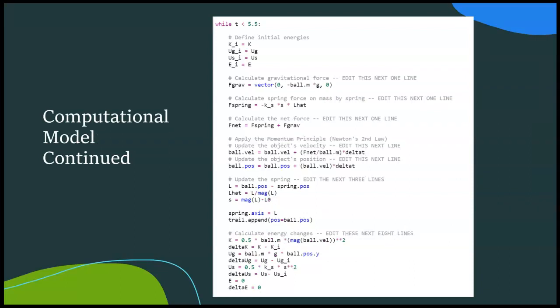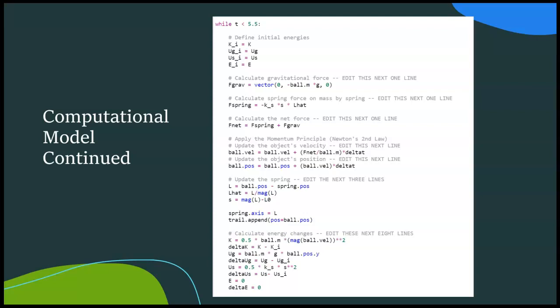We define the calculation loop to be as follows. We define the gravitational force to be the vector mg in the negative direction, the spring force, which is negative ks times the L hat, which indicates the direction, and the net force, which is the sum of the 2 forces. Using the momentum principle, we update the ball's velocity, where the final velocity is equal to the initial velocity plus F net over m times delta t, and the position, which is the ball's initial position plus the ball's velocity times delta t. Then we update the spring to keep track of the spring.